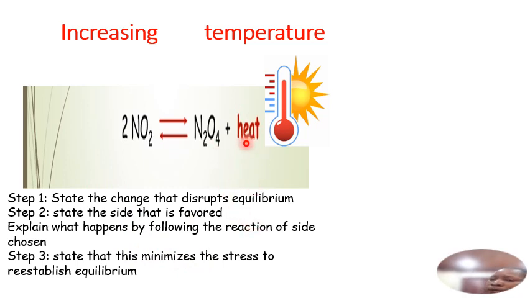Okay, so some things to note. Heat can be considered as a product. So remember when we did, consider it just like you would consider concentration, like increasing the concentration of carbon dioxide. Think about it as increasing the concentration of heat. Think of heat as being a product, okay? So heat can be considered as a product.